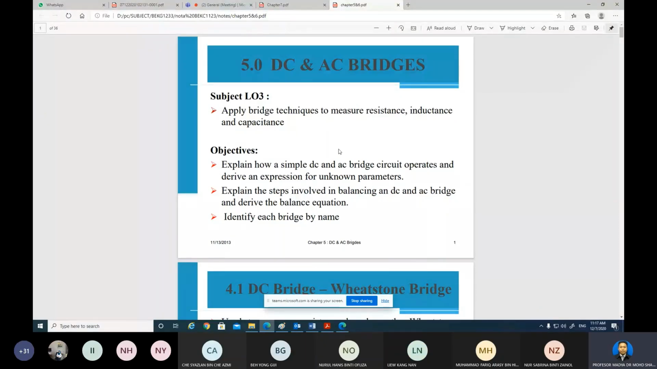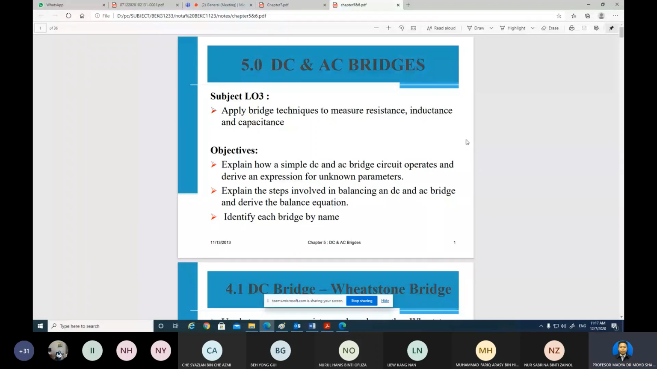Alright, can you see the slide here for DC and AC bridge? Yes, Doctor. Okay. So how about the midterms? Are you ready for the midterms? I have to repeat again.